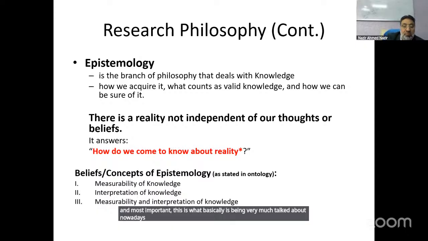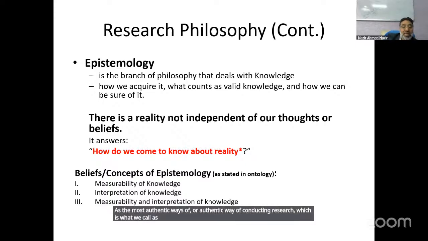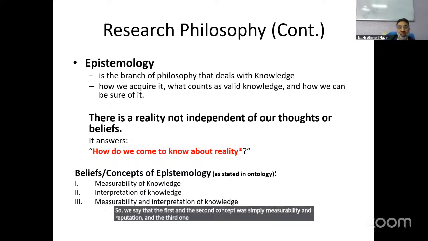And the third and most important, which is being talked about nowadays and relied upon as the most authentic way of conducting research, is what we call that knowledge is measurable and interpretation of knowledge is also possible. So we say that the first and the second concept was simply measurability and interpretation. The third one is basically both. Therefore, we require a mixed method.